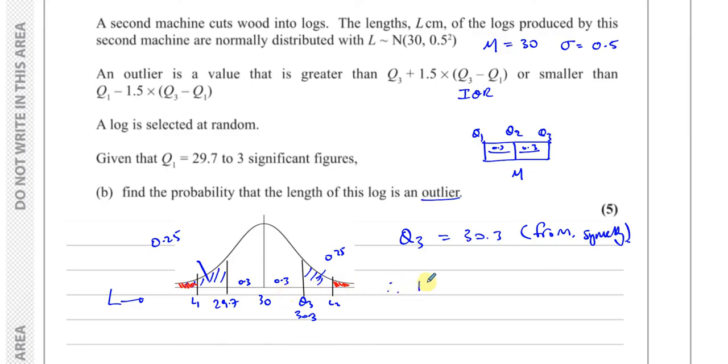So therefore, the interquartile range, which we need, is going to be 30.3 minus 29.7, which is 0.6, isn't it? Okay, just make sure.